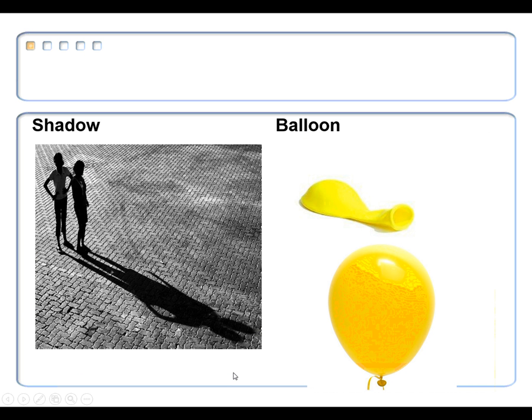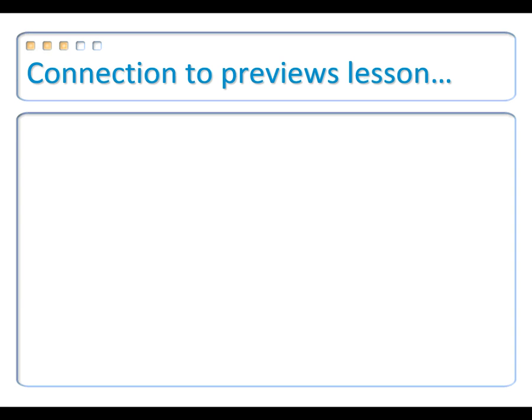Some other examples: your shadow could be an example of changing the size of you. A balloon dilates, it gets bigger. Or if you pop a balloon, it gets smaller. That could also be an example of a dilation.